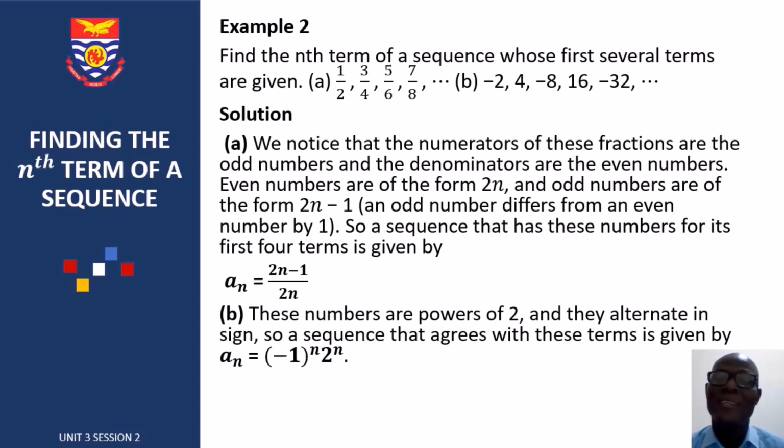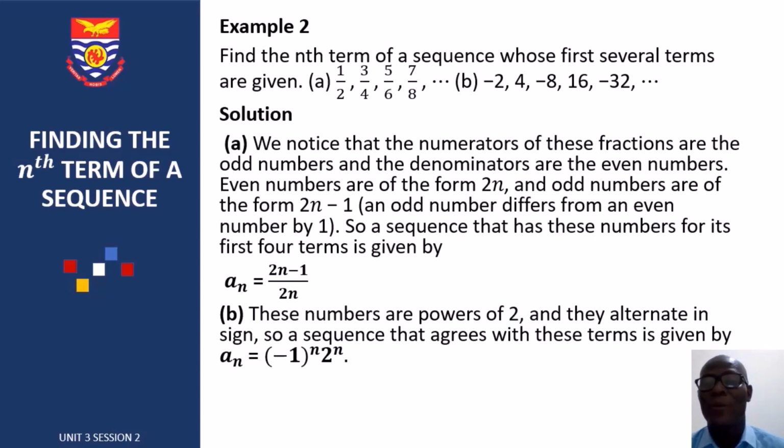Now, when we consider the sequence we have in B, we realize that they are all powers of 2, but the signs change, meaning we have negative, positive, negative, positive. So the terms in that sequence should be given by A subscript n, which is equal to (-1)^n times 2^n.